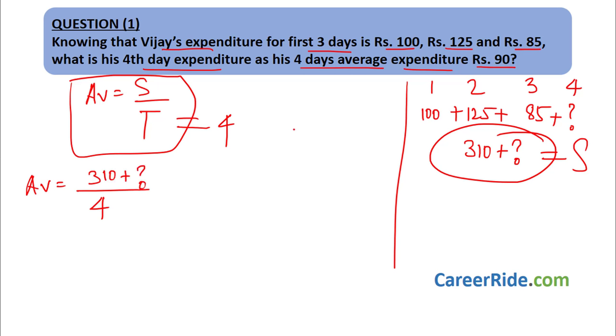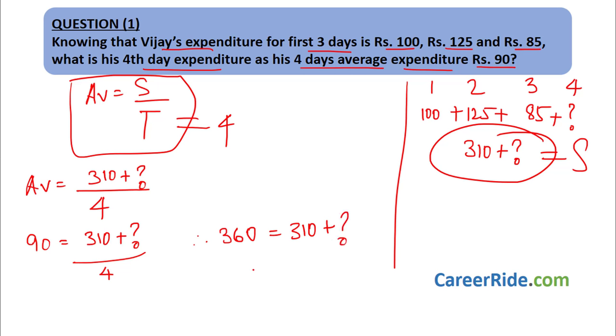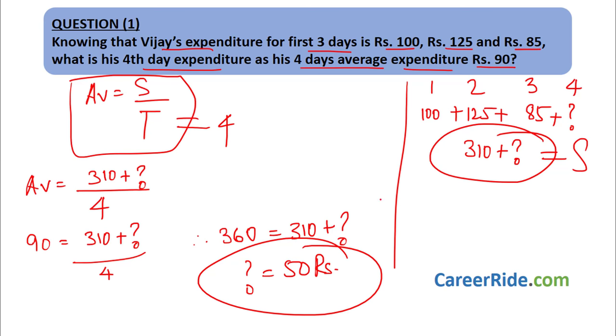Now what they have given is that his 4 days average expenditure is 90. So they have given the average. So 90 is 310 plus question mark divided by 4, right? So what will we get? 4 into 90 is 360 equal to 310 plus question mark. Question mark equals 50 rupees. So question mark is nothing but this fourth day. On the fourth day, Vijay spends rupees 50 only. See how easily, with the formula and the basic concept of addition and getting the sum, we solved the numerical.